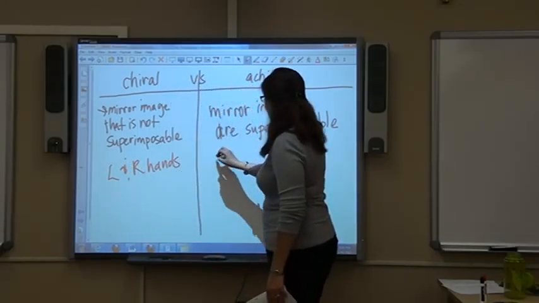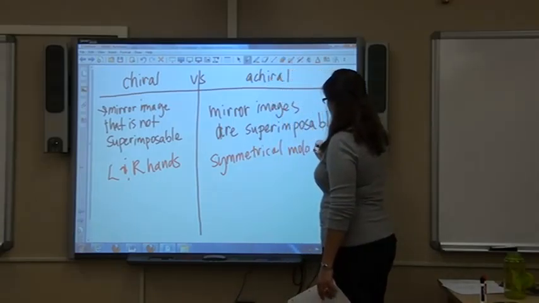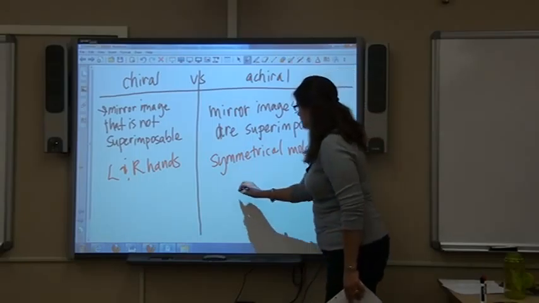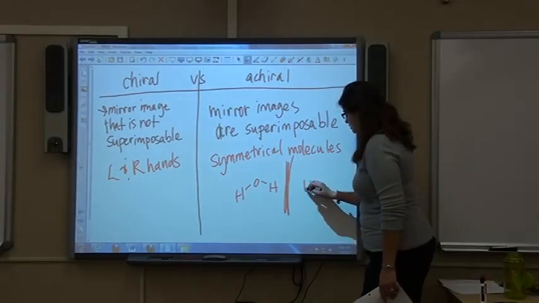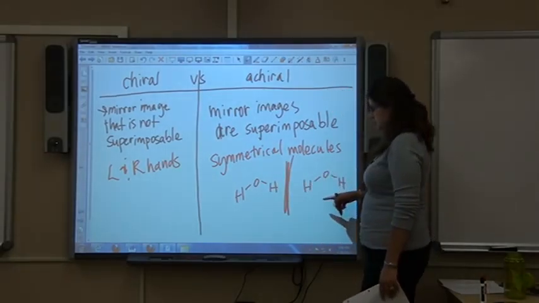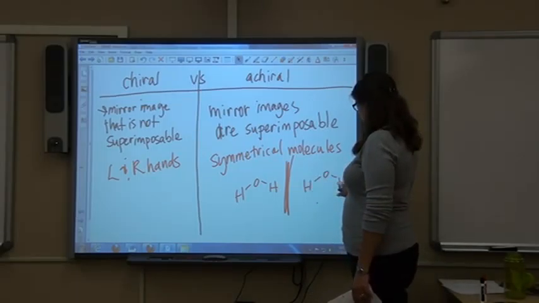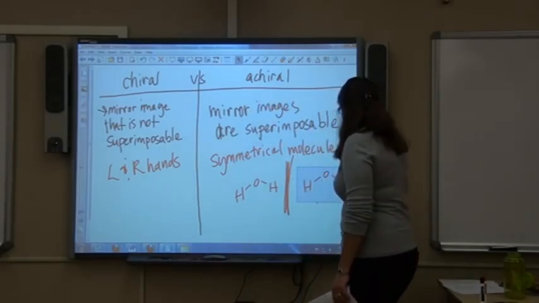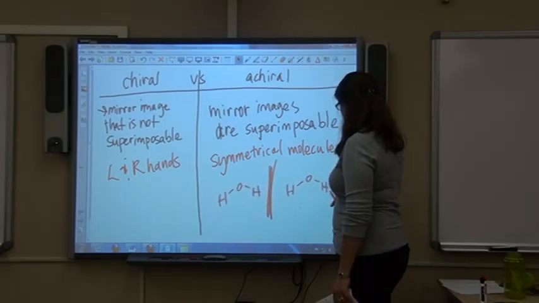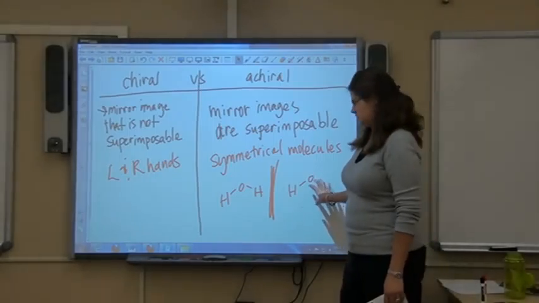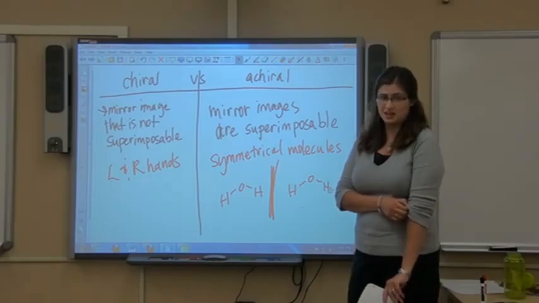An example of a chiral molecule, anything that's symmetrical, all symmetrical molecules are achiral. For example, H2O. This is my mirror. That's the mirror image. Well, anyways, you get the idea. If you take the mirror image and put it right on top of the HOH, it fits on there. So that means that it's achiral.